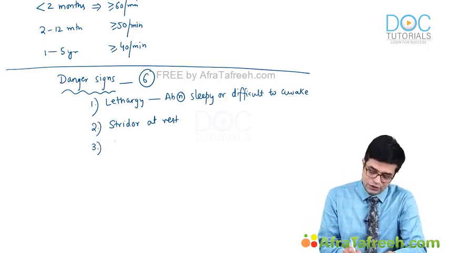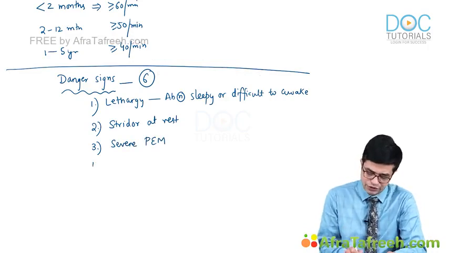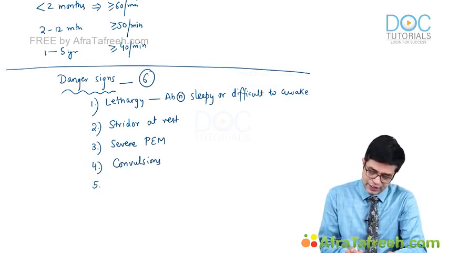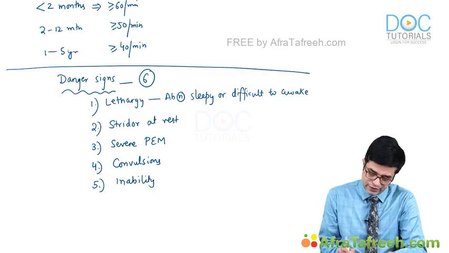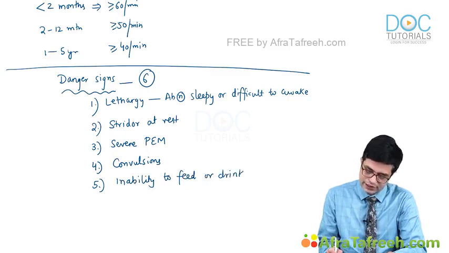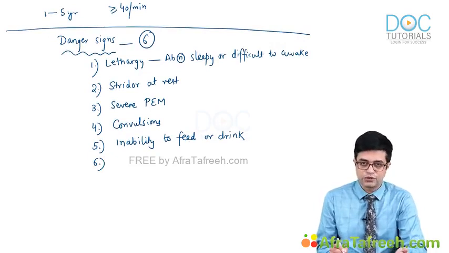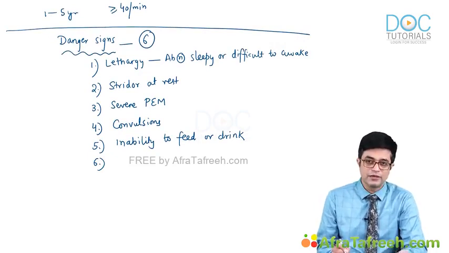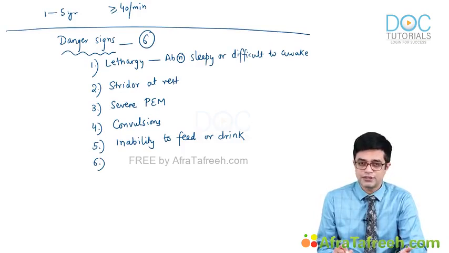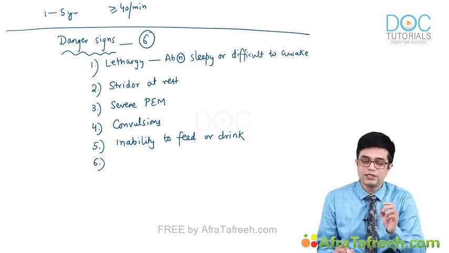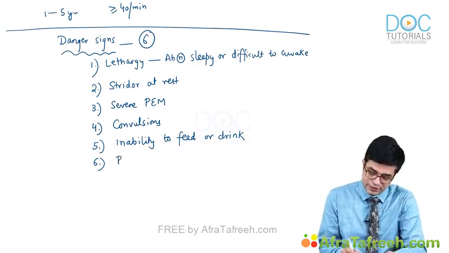Third is severe malnutrition, severe PEM, in short protein energy malnutrition. Fourth, if the child is having convulsions. Fifth, if the child is having inability to feed or drink. There is a possibility the child will develop either hypoglycemia or dehydration, so that will complicate the diagnosis. You cannot manage at home. All these children with danger signs need to be managed at hospital. That is why we are defining pneumonia and severe pneumonia separately. And the sixth feature is persistent vomiting.